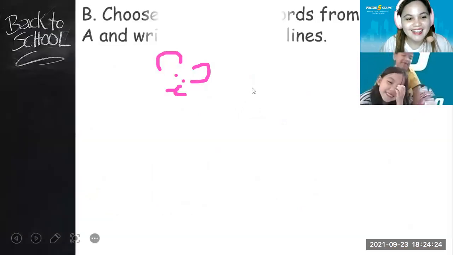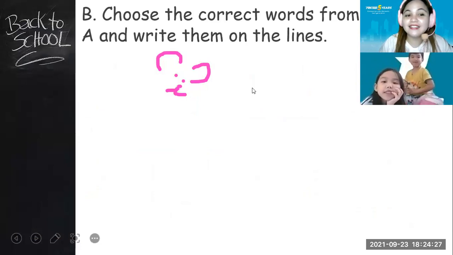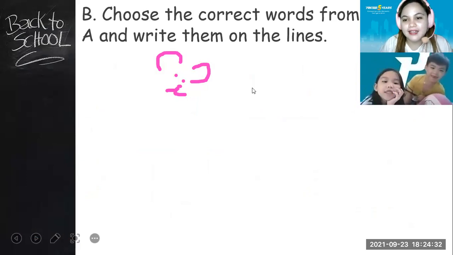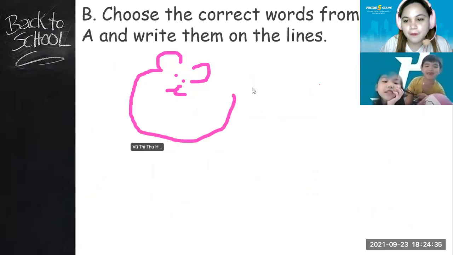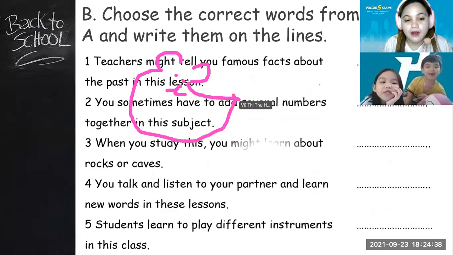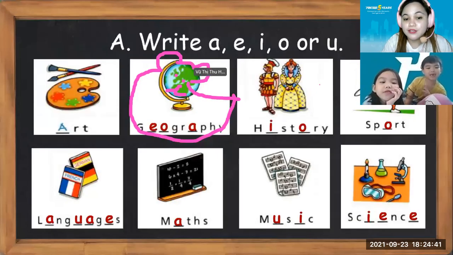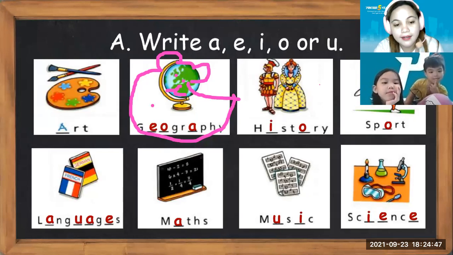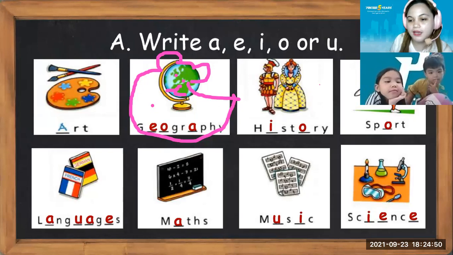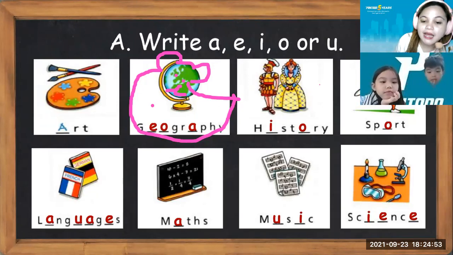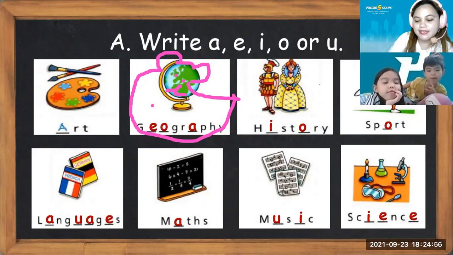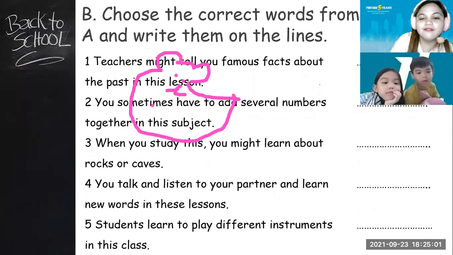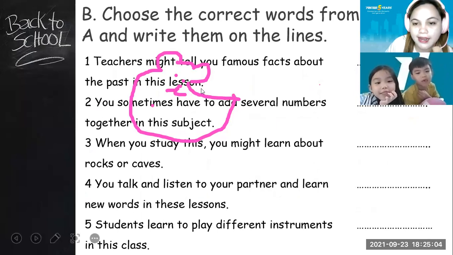Okay, finished. Now let's answer this one, Huang. Letter B. Choose the correct words from A and write them on the lines. Okay, let's see. Now, Huang, you're going to choose your answers here. Is it art, geography, history, sport, languages, math, music, or science? Okay, so now, Huang, you have to read the questions here and say your answer, okay?